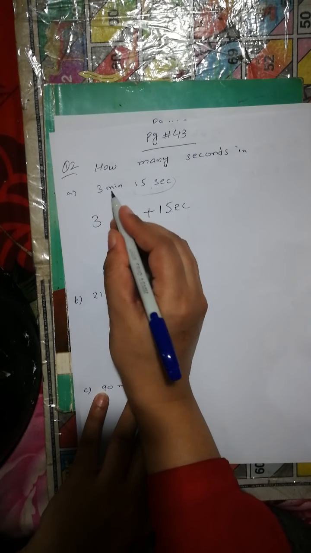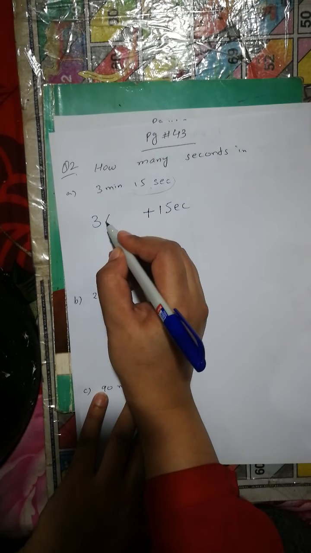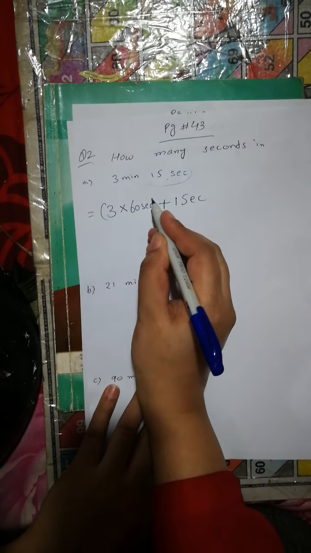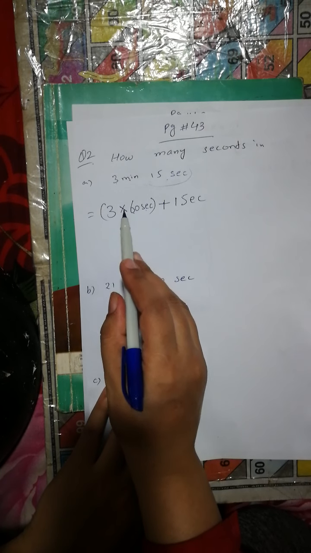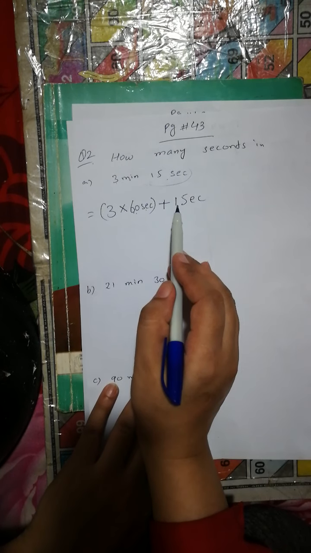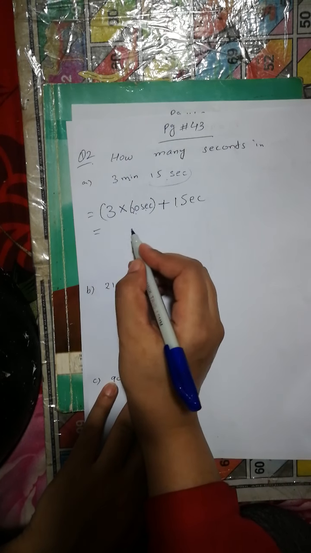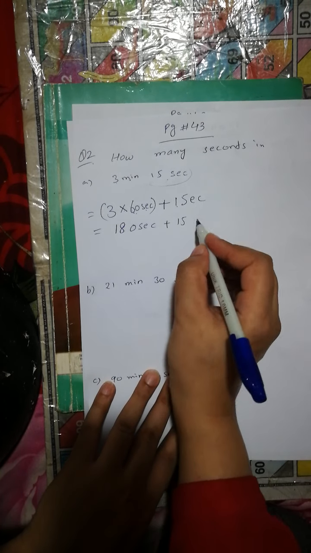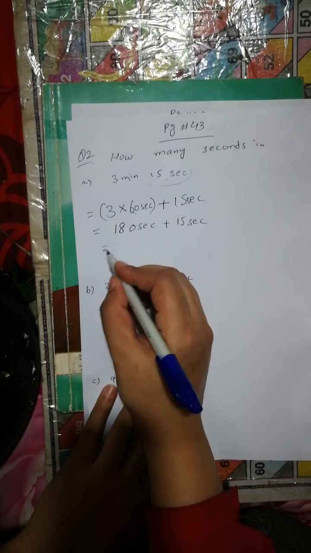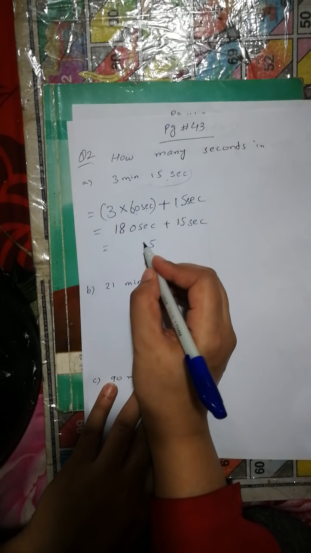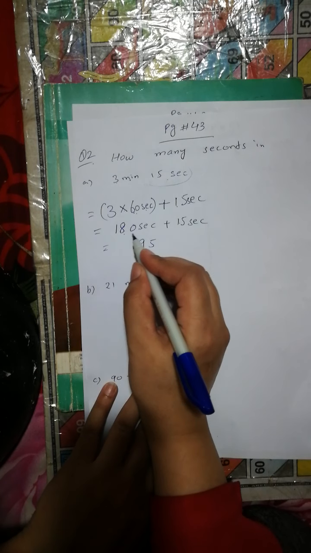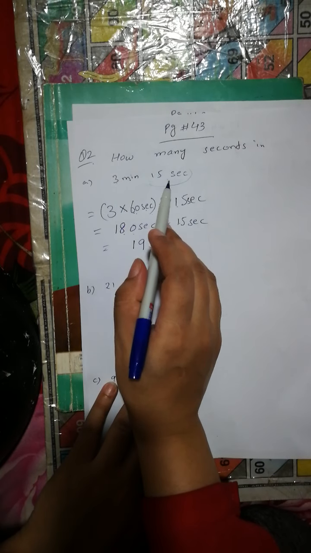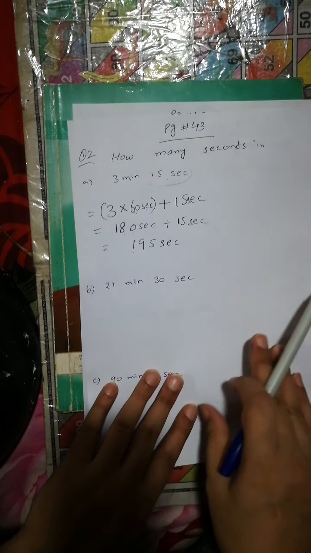Okay, this 3, this minutes you have to change into seconds. So at this you will multiply with 60. Okay, at the place of minutes you will write 60 seconds, multiply 60 seconds, and this is already in seconds, it will come as it is down. So 0 and 6 3 is the 18 second plus 15 second. 5 plus 0 5, 1 plus 8 9 and 1. 180 plus 15 is equal to 195 seconds. So 3 minutes and 15 seconds are equal to 195 seconds.